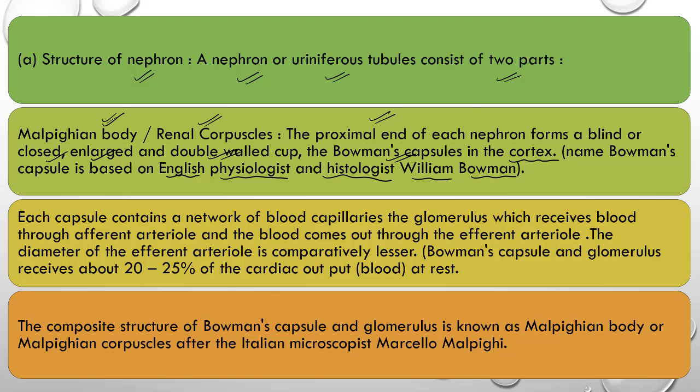Each capsule contains a network of blood capillaries known as glomerulus, which receives the blood through afferent arteriole, and the blood comes out through the efferent arteriole. The diameter of efferent arteriole is comparatively lesser. Bowman's capsule and glomerulus receive about 20 to 25% of the cardiac output blood at rest.